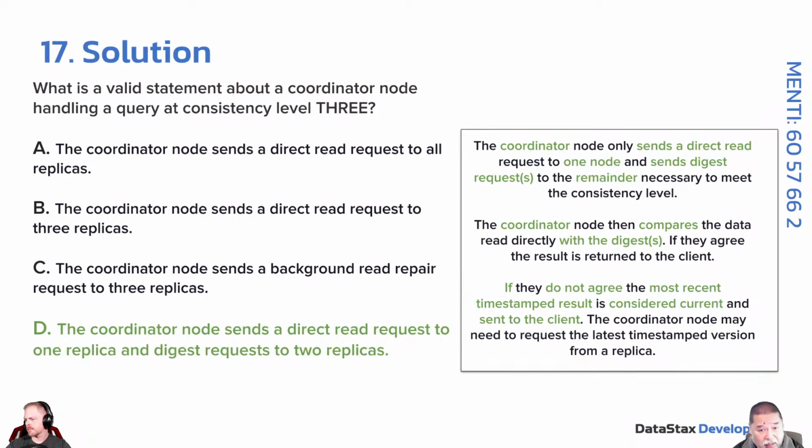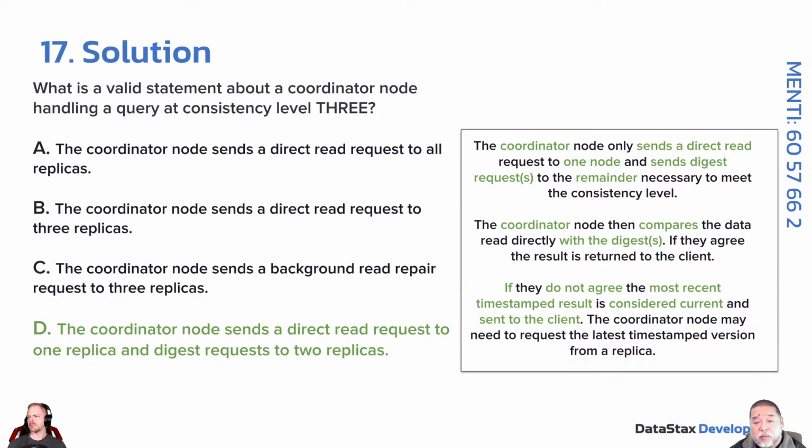But there's a little more to it than that. The second, B, the coordinator node sends a direct read request to 3 replicas. That answer is not correct, but I can see why you might have chosen that, because with a consistency level of 3, we need to hear from 3 replicas. But the idea of this performance at scale is, let's say you're requesting a lot of data. You're requesting an entire partition that's got tons and tons of rows in it.